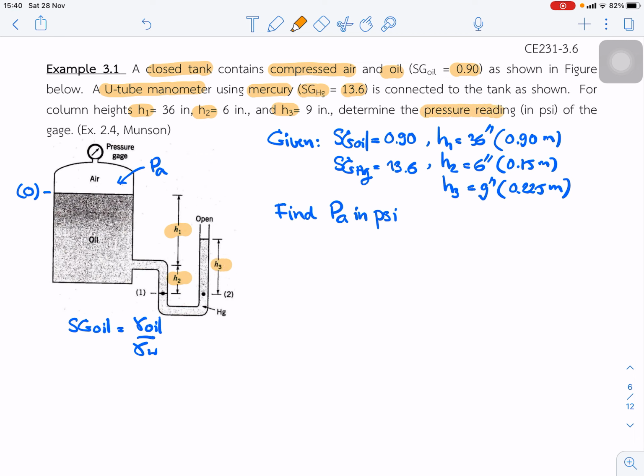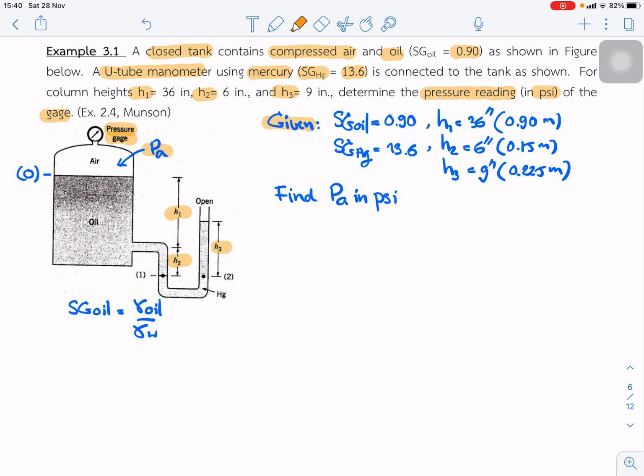Determine the pressure reading in PSI of the gauge, or PA, the pressure gauge at the top of the tank. Given this, we bring down our information to a list and find what we want to know, which is PA in PSI, and we start to write the connection between pressure at different points. For example, we start from PA.